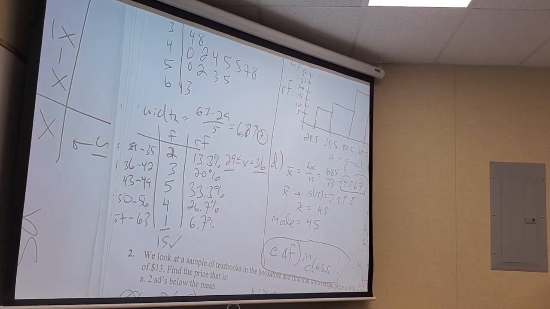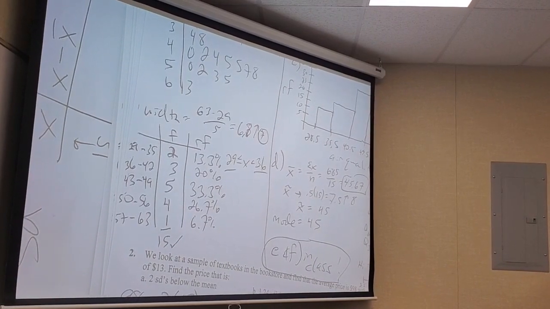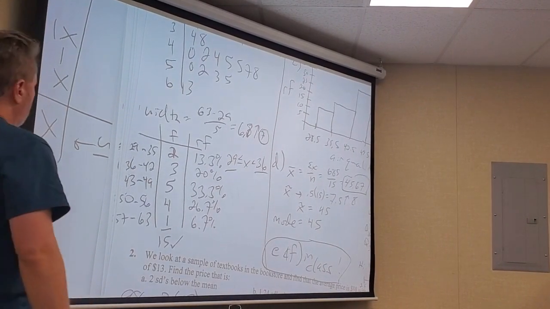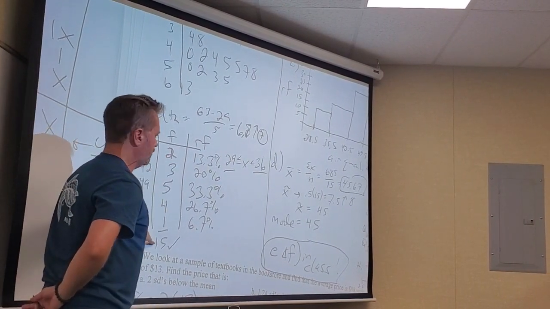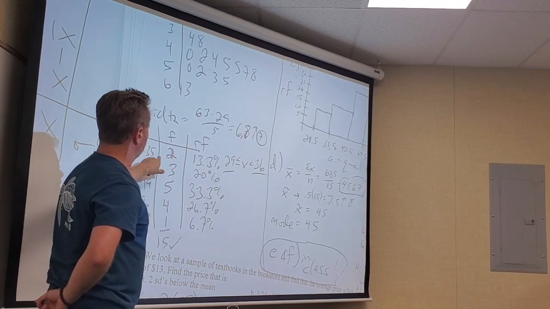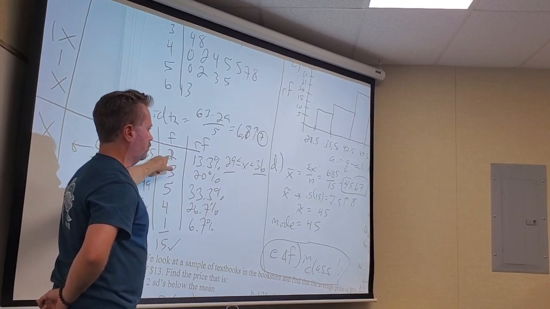Okay. Yes? How did you find the last column of the frequency table? There's 15 data points. How many out of those are in this first class? 2 out of 15.